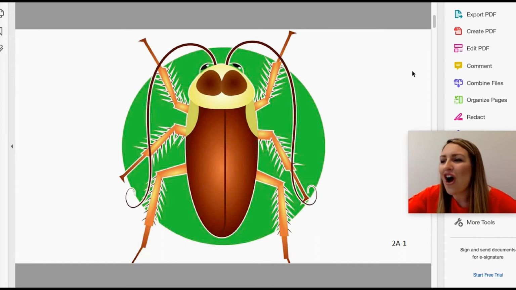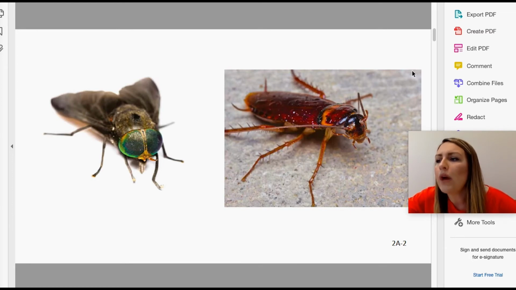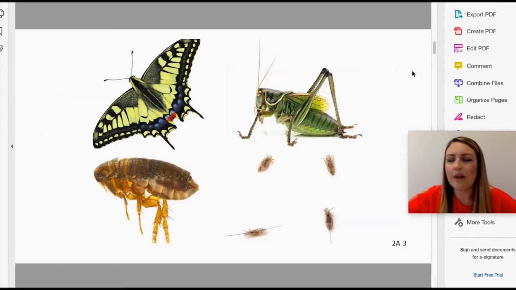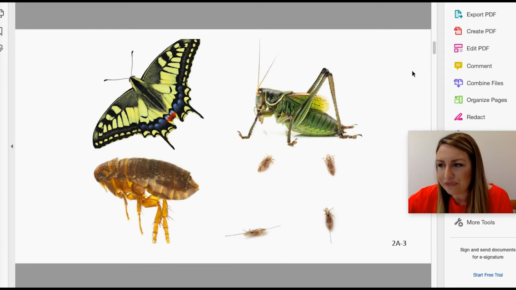Well, there are millions of insects on Earth. At first glance, we may look very different from one another. What are some of those differences that you see? And what are some ways we are the same? Good job. Well, some insects, like butterflies and grasshoppers, have wings, whereas others, like fleas and microscopic lice, do not. Some eat plants and others eat animals, but all insects have certain features in common.